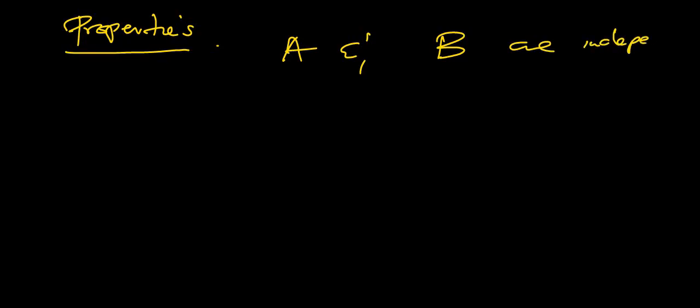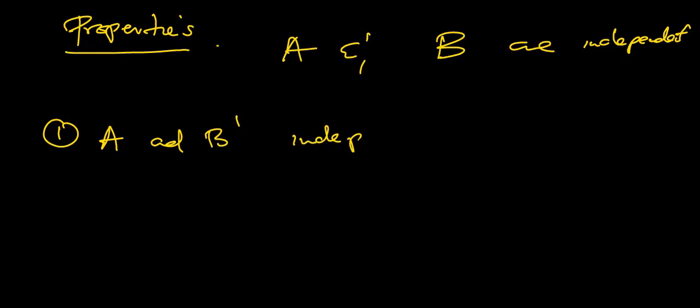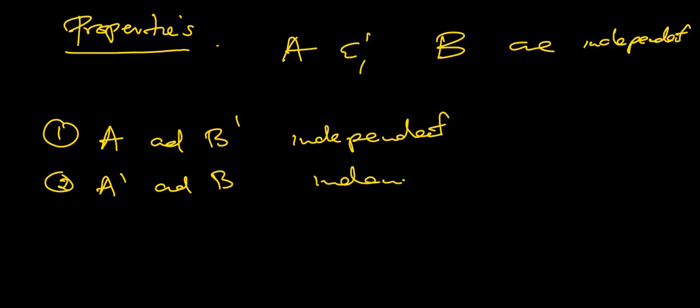So provided these guys are independent. Here we're saying if A and B are independent, it means that A and B complement will also be independent. That's what it means. Then it also means that A complement and B will also be independent. That's what you need to take into consideration.